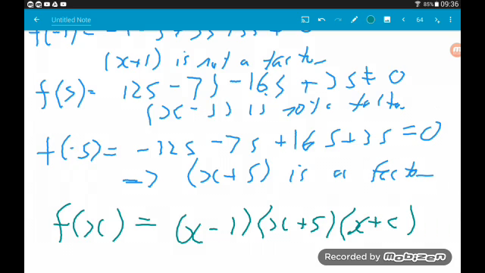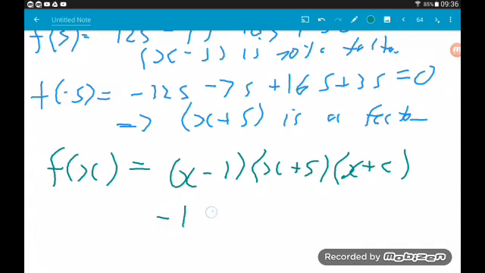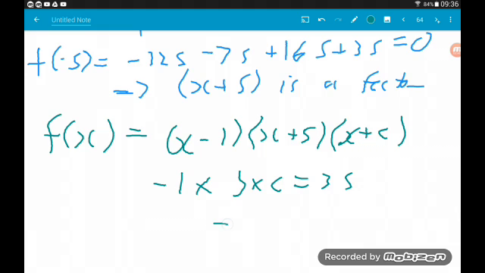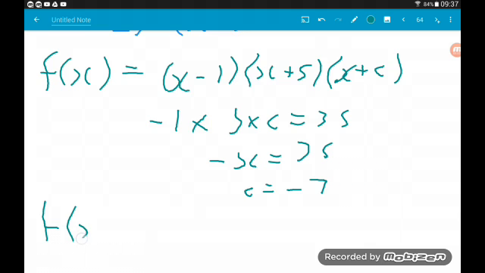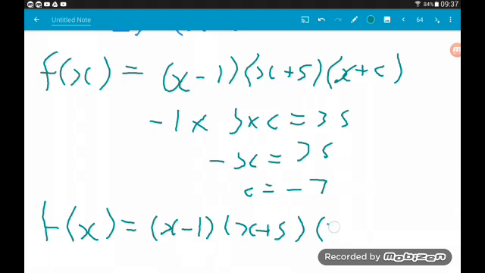Now we know the constant in our cubic is positive 35. So minus 1 times 5 times c equals 35. Minus 5c then is 35. If we then divide by minus 5, c equals minus 7. So finally, f of x can be written as x minus 1 times x plus 5 times x minus 7. So we factorised it.